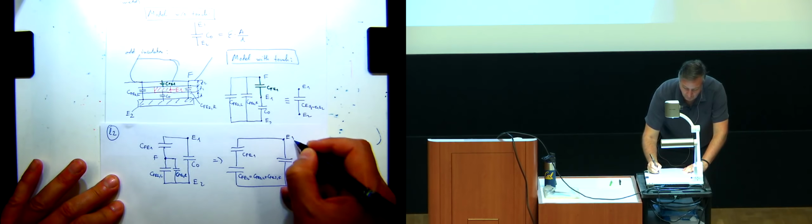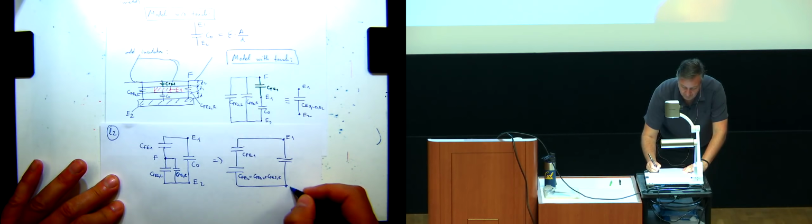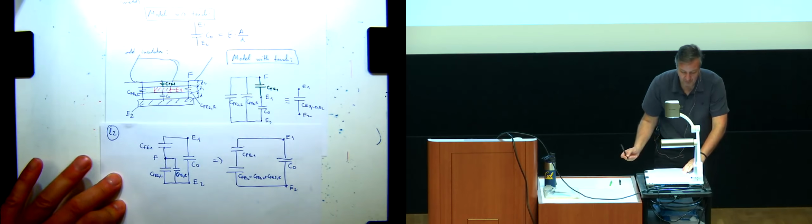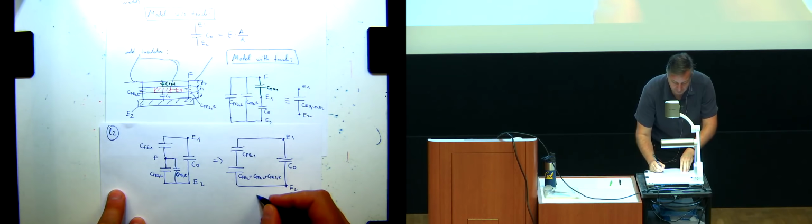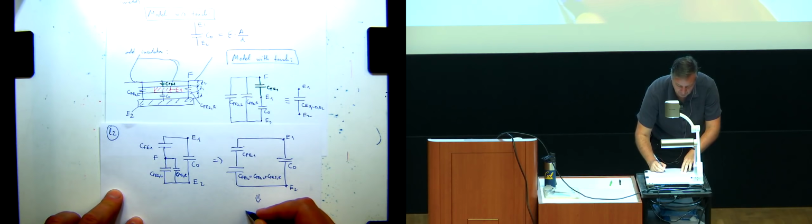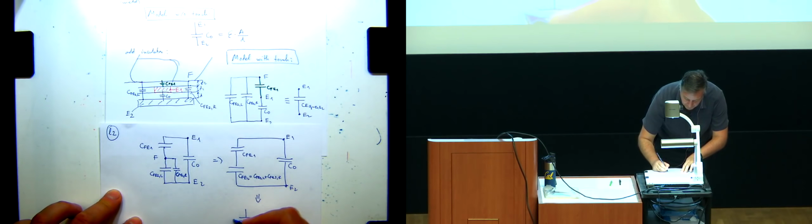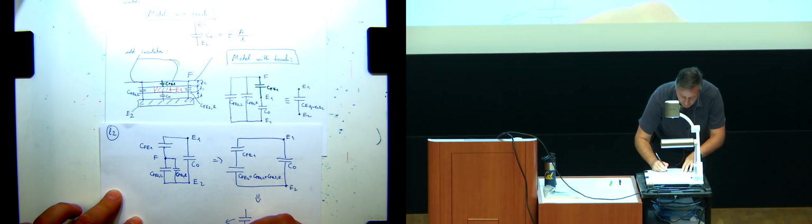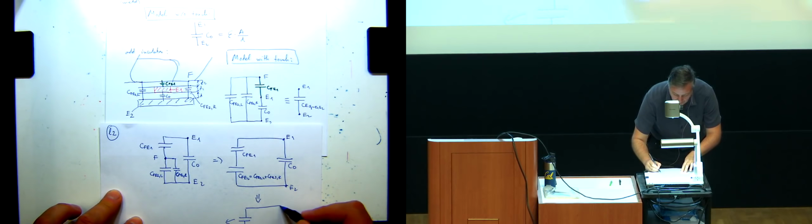This is node E1. This whole thing is node E1. This whole thing is node E2, right? And then these two, this capacitor here, is equivalent to CF E1 parallel operator CF E2. And then that's with C0.